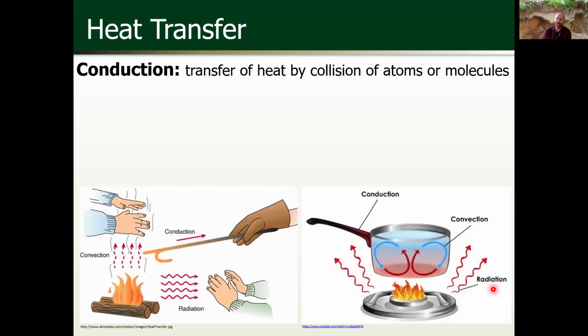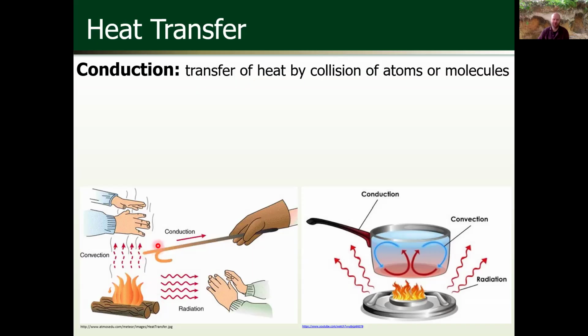Conduction is the transfer of heat due to the collision of atoms and molecules. Think not quite vibration, but transferring heat through collision. In that way, it's kind of a vibration. Different materials conduct heat more or less. Metal is a very good conductor of heat. That's why we usually use metal pans to cook with.